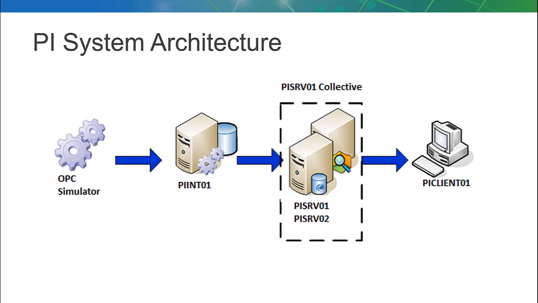We have set up 4 virtual machines for this course. PyInt01 is the machine where the data source and the interface are installed. PyService01 is the primary data archive collective node. AF and PyVision applications are also installed on that machine. PyService02 is the secondary data archive collective node. PyClient01 is the client machine where we will be accessing PySystem data from. We'll start using a virtual learning environment in the next lesson.